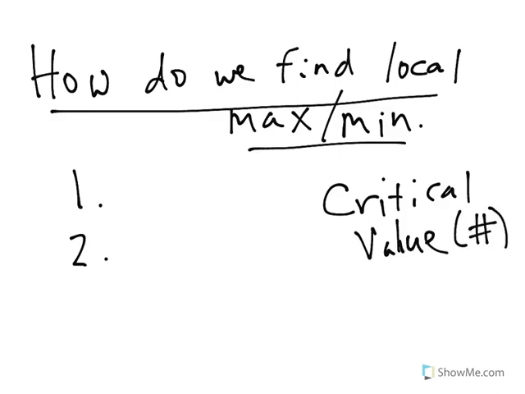Later on, we could talk about a critical point. The point is the xy coordinate. When we talk about the critical value or the critical number, this is talking about the x coordinate of the point that you're talking about. Okay, so how do you find critical values or critical numbers?